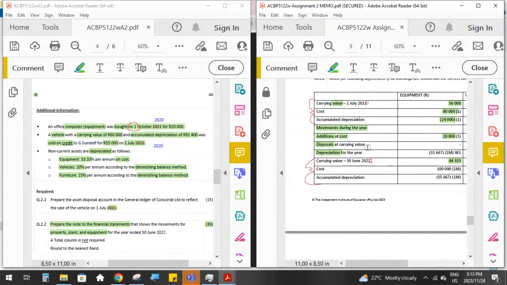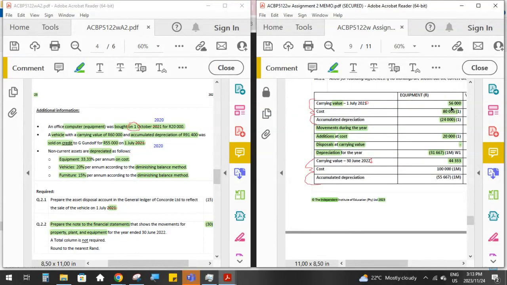Then next, disposals. And disposals we always record in this column at carrying value. In other words, what was the carrying value of the asset that I sold when I sold it. So we didn't sell any equipment. The only thing that we did sell was this vehicle. So we put a little dash there to show no equipment was sold.